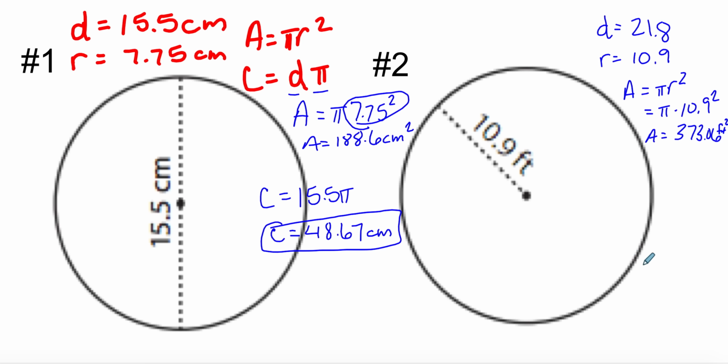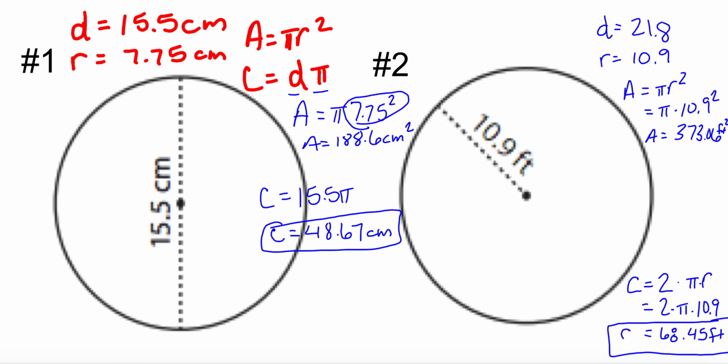Then I have to come back and do the same thing in order to find my circumference, except I need to use a circumference formula. And for this example, if I didn't compute what my diameter was right away, I could just use that other formula where it would say 2 times pi times the radius. So it would be 2 times pi times 10.9. And then when I compute all that out, I would get 68.45 feet. Again, do not put a squared here because we don't need a squared, it's just a distance around.